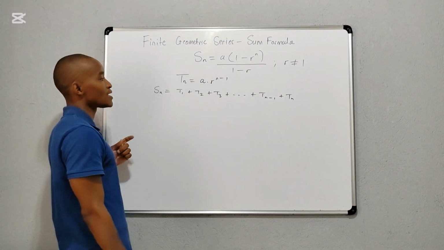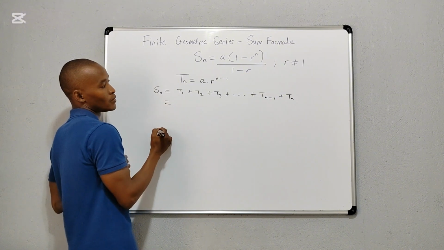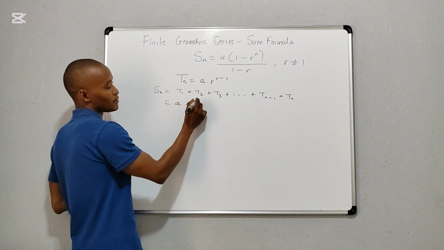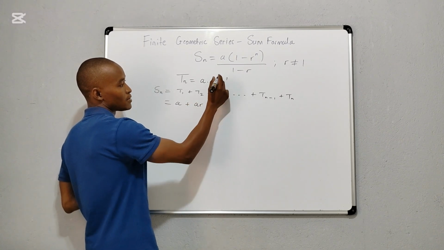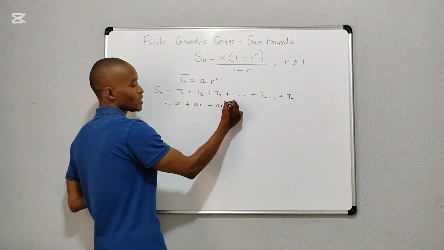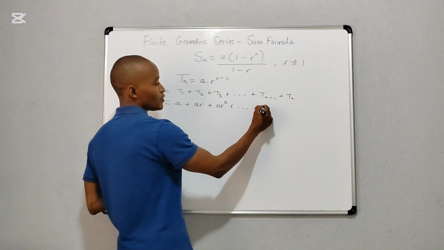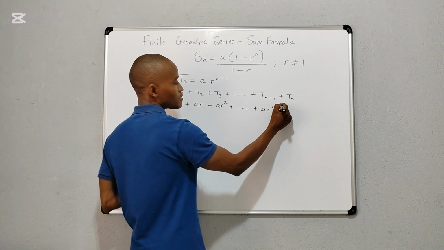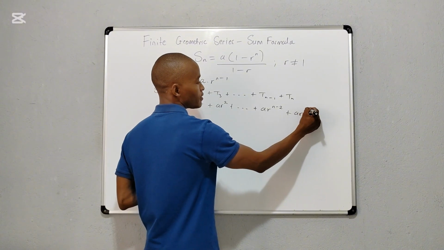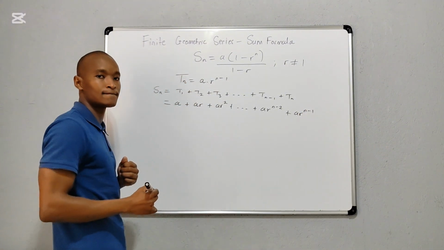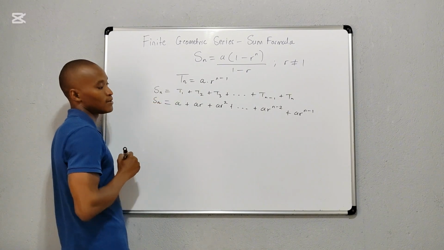Okay, now if you sub in 1 here in the Tn expression, we know that that will be a. If you sub in 2, that will be ar. You sub in 3, that will be ar squared. Plus, if we sub in n minus 1 there, you have ar^(n-2), plus Tn is just ar^(n-1). Okay, so that is still our Sn expression.